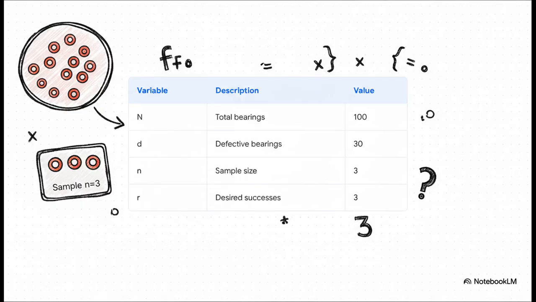So first step is always to structure the problem. We just map the story to our variables. Total population, N, is 100 bearings. The total number of successes, which in this case are defective bearings, D, is 30. Our sample size, M, is 3. And the specific result we're testing for, R, is finding exactly 3 defectives. Boom! All our inputs are ready to go.